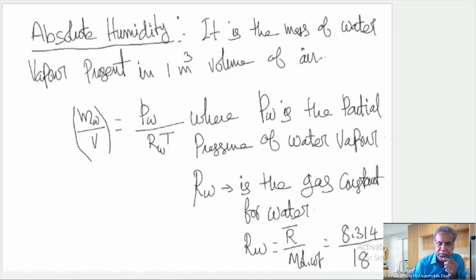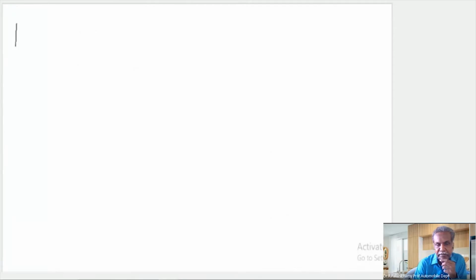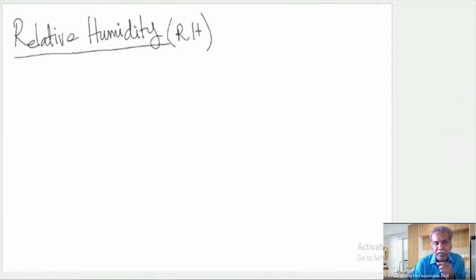தெரியுமா? இப்ப partial pressure of water தெரிஞ்சதுன்னா you can get the absolute humidity. Otherwise absolute humidity தெரிஞ்சதுன்னா you can get the partial pressure of water vapor. ஓகேவா? Then relative humidity, RH.